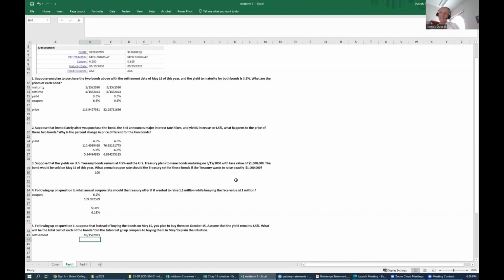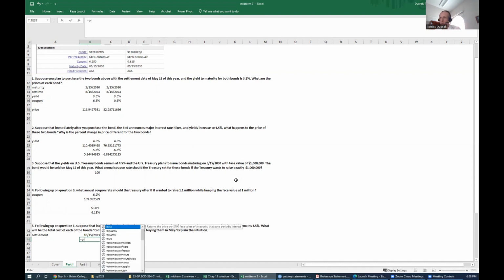interest because 10/15 is really in between coupon days, because we know that the first coupon day is on 5/15. The next one is going to be 11/15, right? 5 plus 6 is 11. So this is almost through the entire coupon period. So there's going to be plenty of accrued interest that we're going to have to pay to the seller. So the total cost is going to be price, but also accrued interest.